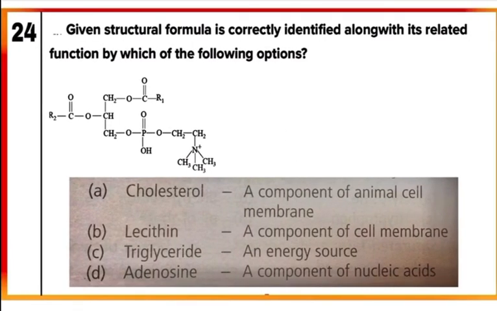Question 24. Here also identify the formula and relate it with its function. This formula is of lecithin. Some lipids have phosphorus or phosphorylated organic compound in them and are called as phospholipids. They are found in cell membrane and lecithin is one of the example of it. So here mark B as a correct answer.